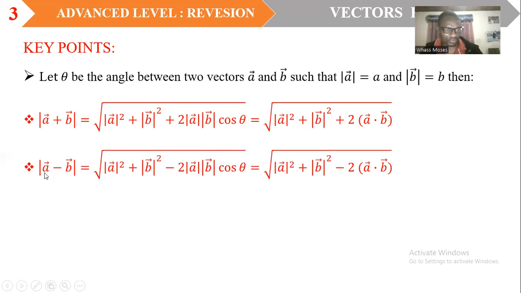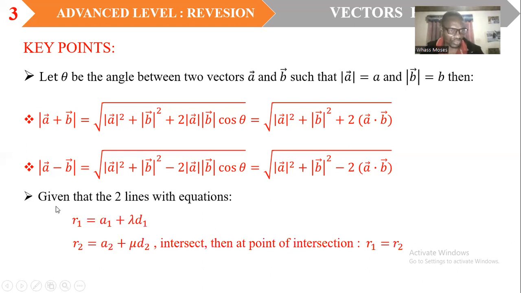Next, the magnitude of vector A minus vector B will be equal to the square root of the magnitude of vector A squared plus the magnitude of vector B squared minus 2 times the magnitude of vector A times the magnitude of vector B times the cosine of the angle theta, which is equivalent to the square root of the magnitude of A squared plus the magnitude of B squared minus 2 times the dot product of the vectors A and B.